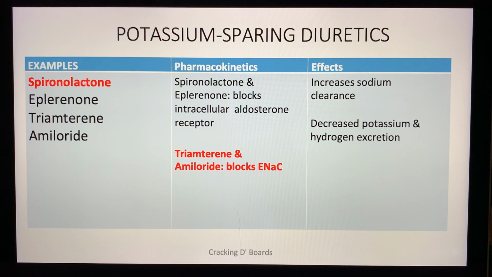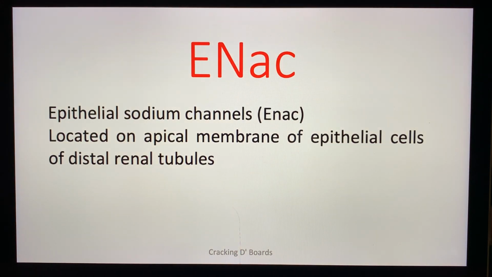So zooming in, memorize spironolactone, memorize the blockage of ENaC, and spironolactone being a competitive aldosterone receptor antagonist. So what is ENaC? Or your epithelial sodium channels. This is located on the apical membrane of your epithelial cells of your distal renal tubules. So ENaC stands for epithelial sodium channels.